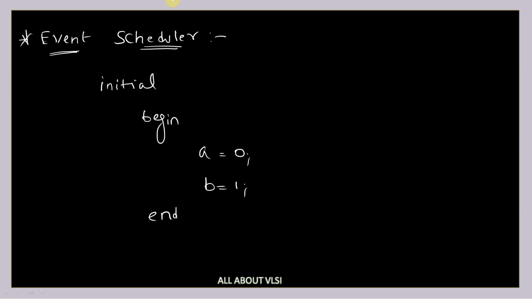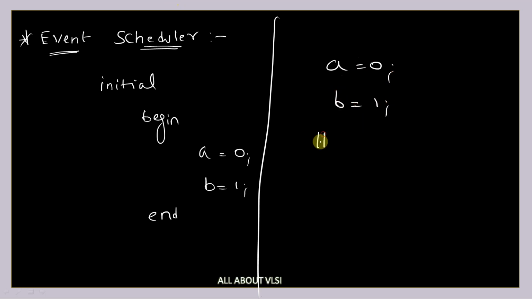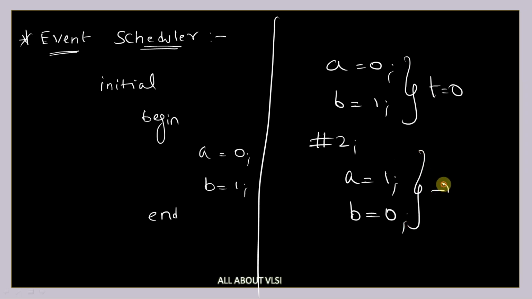Now let's say I am using A is equal to 0 inside my initial block or always block, B is equal to 1, and #2, A is equal to 1, B is equal to 0. Now, at which time is my second assignment of B happening? That is, when does B is equal to 0 happen? In this particular example, we have two time slots. This is time slot t equal to 0 and this is time slot t equal to 2.